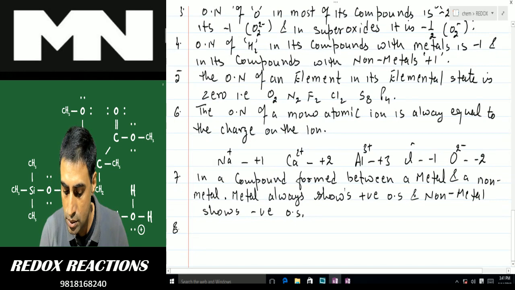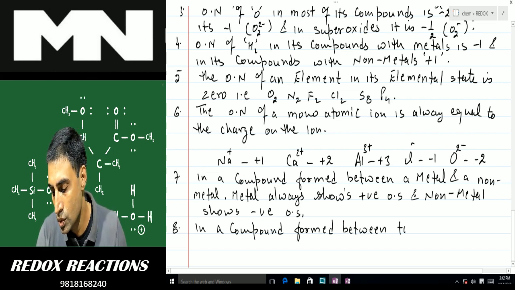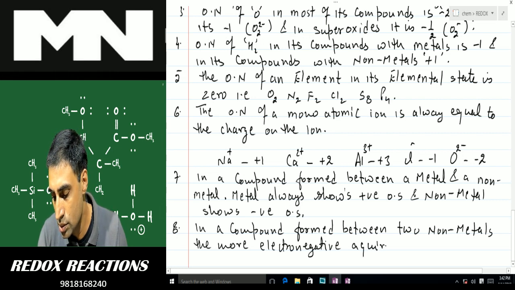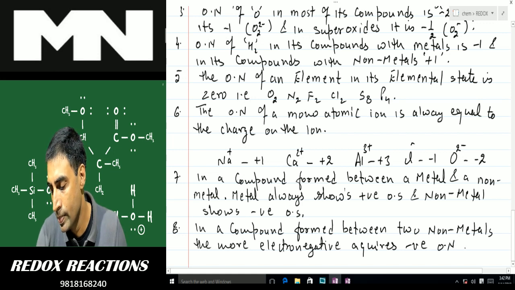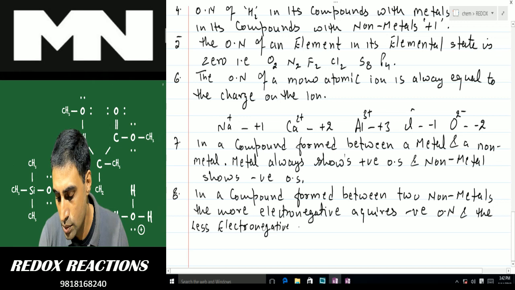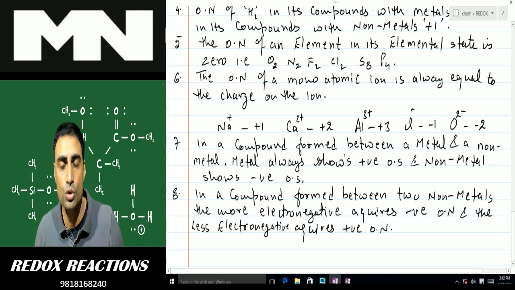And the last rule is, in a compound formed between two non-metals, the more electronegative element acquires a negative oxidation number, and the less electronegative element acquires a positive oxidation number. So this is how you can calculate oxidation number.